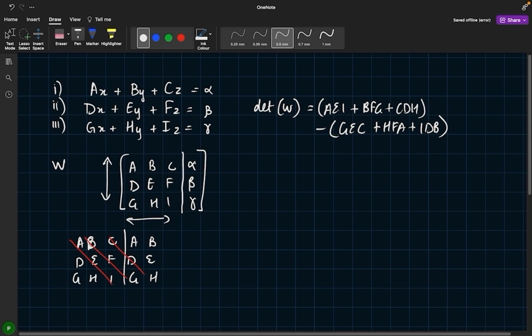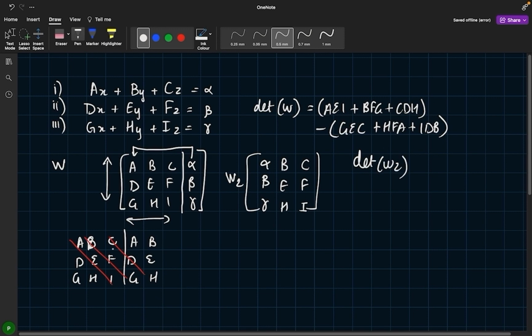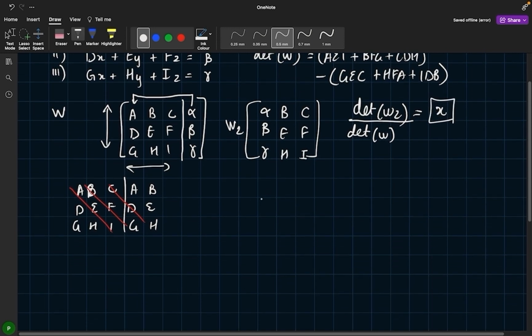And then you're going to take the resultant column and you're going to replace it with the first column. And that's just going to be alpha, beta, gamma, B, E, H, C, F, I. And this is going to be W2. That's W2. And you find the determinant of W2 as we have with W. And that determinant divided by determinant W is going to equal the value of x. Likewise, you're going to do the same thing with y and z.